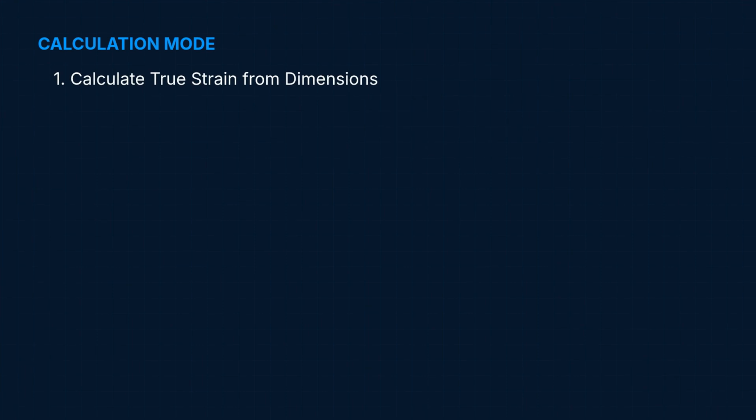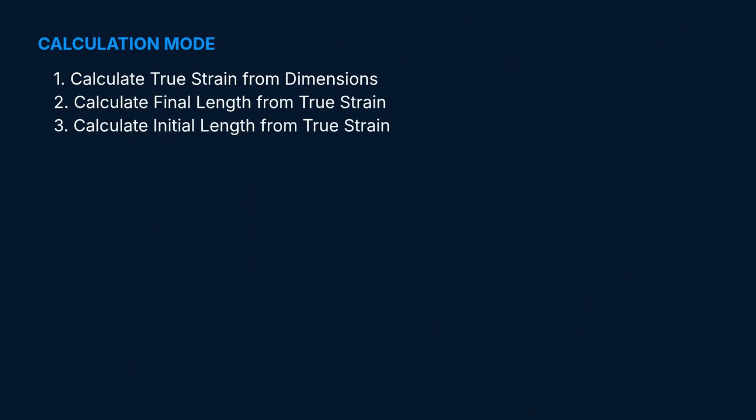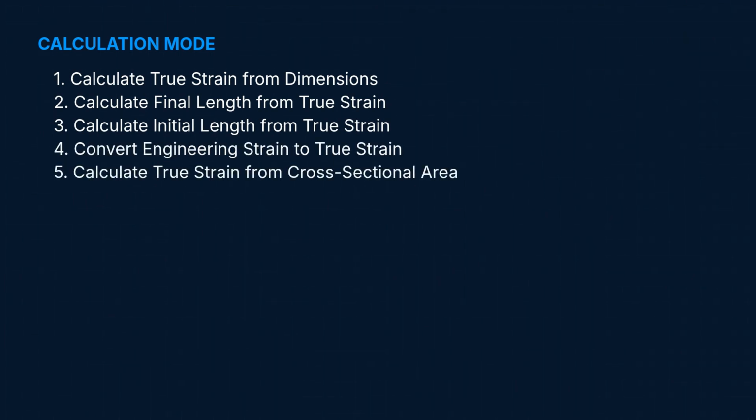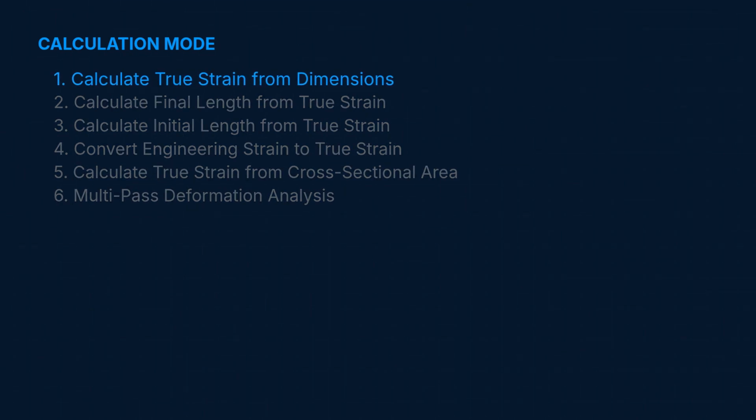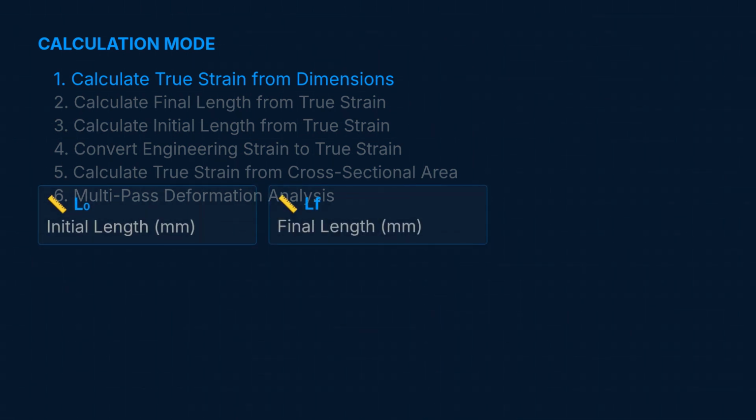First, we have the calculation mode dropdown with 6 options. Calculate true strain from dimensions, calculate final length from true strain, calculate initial length from true strain, convert engineering strain to true strain, calculate true strain from cross-sectional area, and multipass deformation analysis. For today's demonstration, we'll select Calculate True Strain from Dimensions.